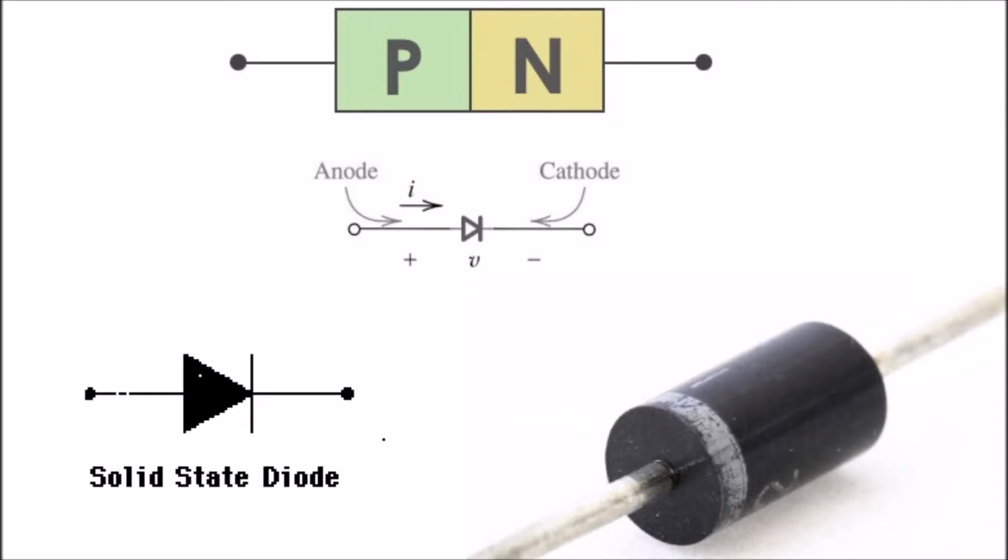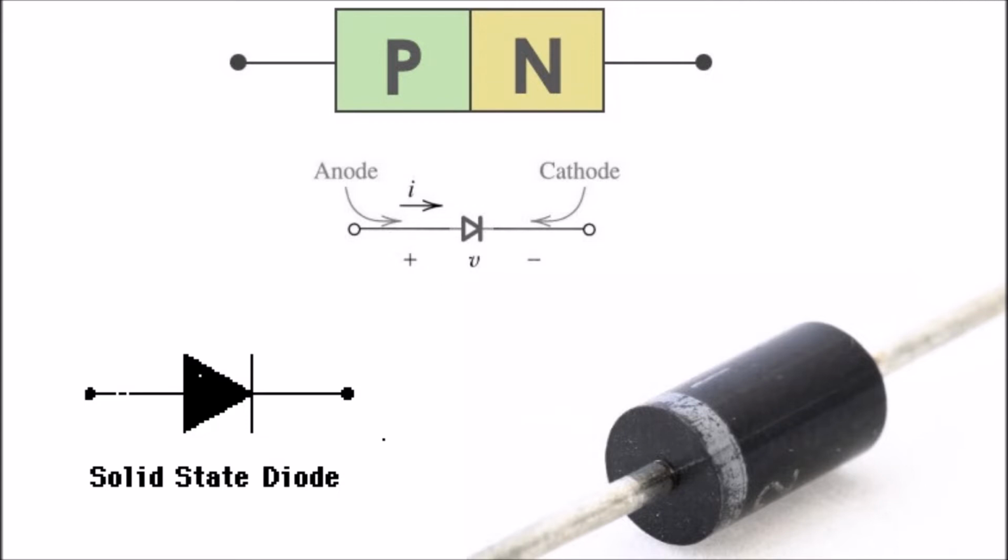What is a diode? In short, a diode is an electrical component that allows current to flow in one direction only. A diode has low resistance in one direction and high resistance in the other. Typically, a diode has two terminals. A fundamental feature of a diode is the PN junction.